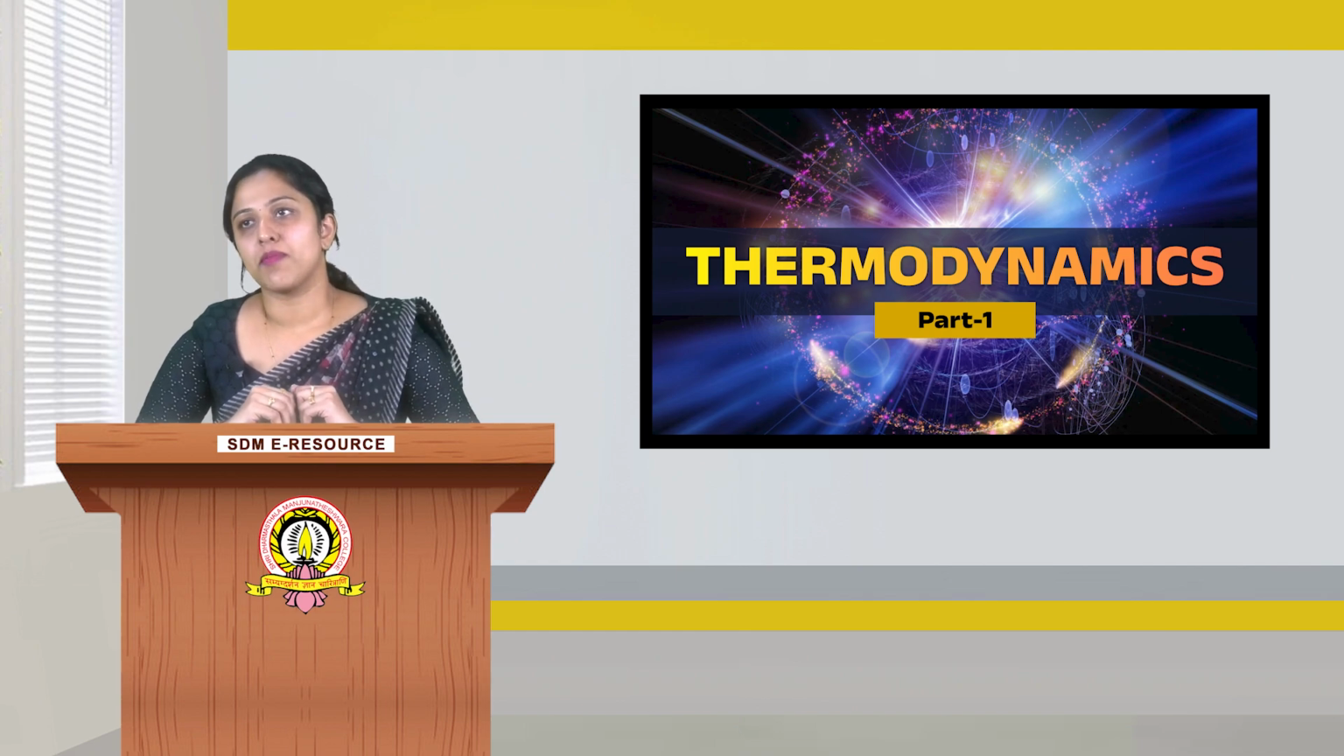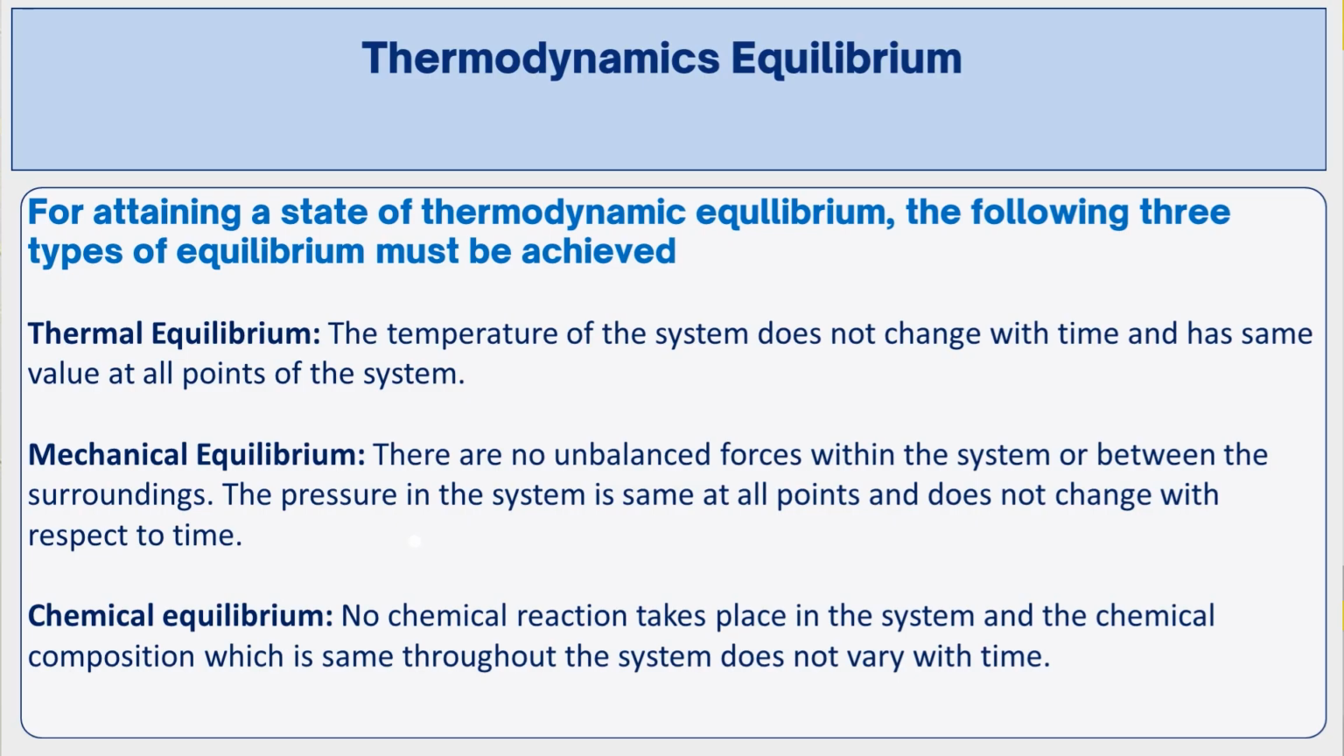Now what is thermodynamic equilibrium? For attaining a state of thermodynamic equilibrium, the following three types of equilibrium must be achieved. The first one is thermal equilibrium. It means the temperature of the system does not change with time and has the same value at all points of the system. So thermal equilibrium means temperature should remain constant.